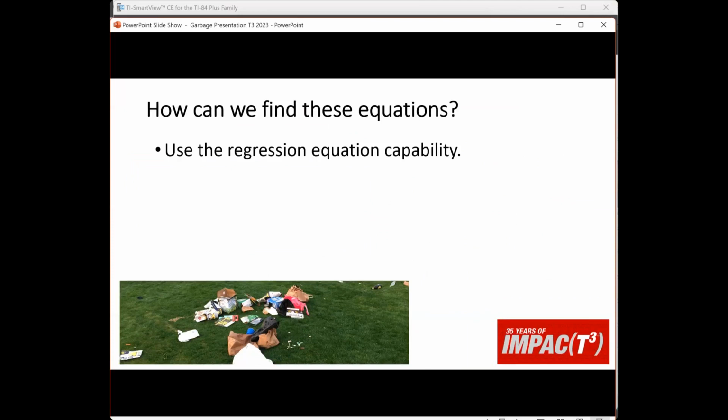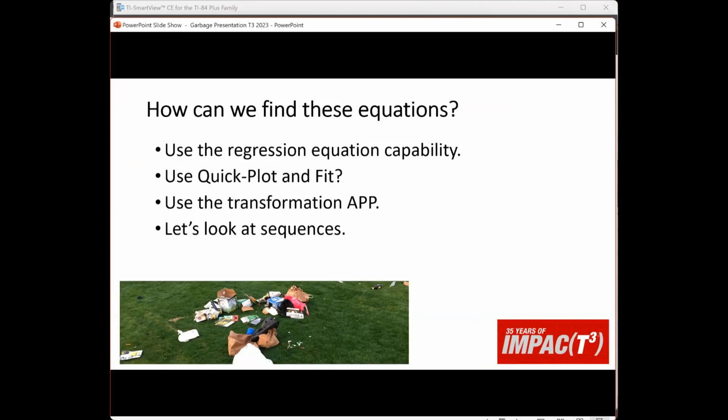Now we use the regression equation capability and the quick plot and fit and the transformation app. The next thing I want to do is sequences. But before we do, one more thing on that one, Debbie. Another thing to remember, guys, is when you go into that transformation app, you turn it on and it doesn't turn off until you go back in and turn it off. So when you have used it and you go back and do things with your calculator, if it doesn't look the same, remember to turn it off.